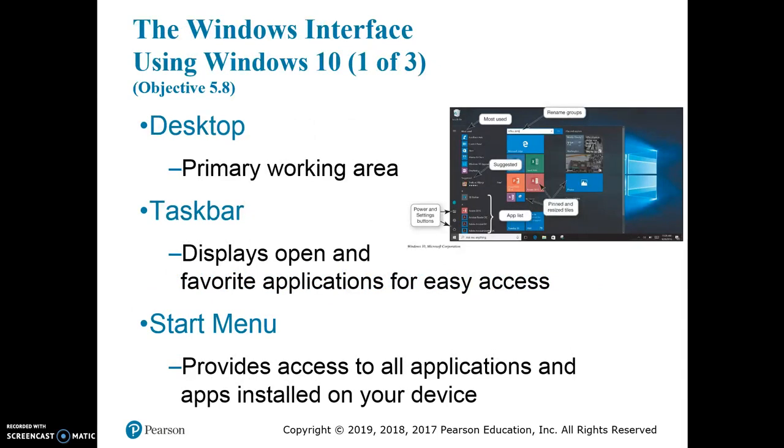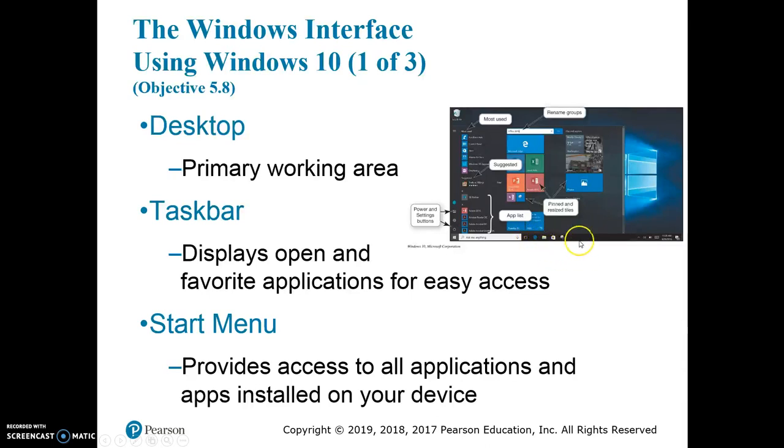Okay, Windows interface. So this is Windows 10. The desktop is your primary working area on the computer. Okay? And you have a taskbar. And what the taskbar does is it displays open and favorite applications for easy access. Okay, so here's your desktop here. Okay, here's your taskbar down here.